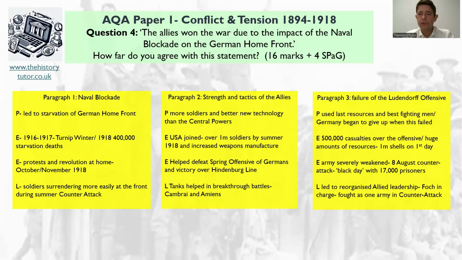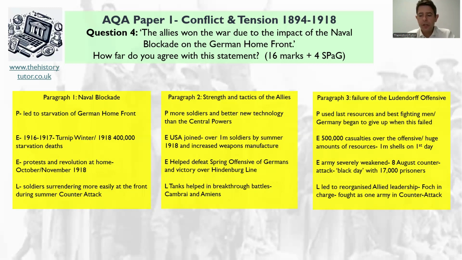Failure of the Ludendorff offensive, we could talk about how it used up the last resources and the best fighting men. Germany, after that, realised they were sort of failing. The amount of casualties, 500,000 casualties over the whole offensive, 1 million shells used on the first day. So that's a lot of their supplies used up. The army was severely weakened, and the 8th of August counterattack was the black day of the German army.